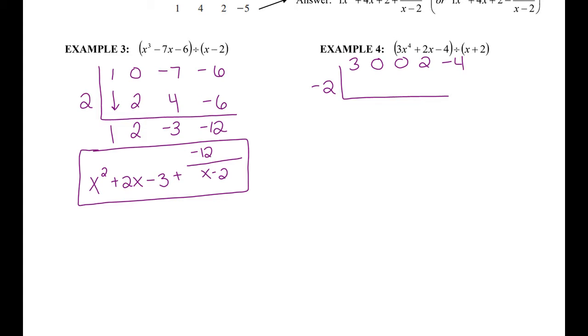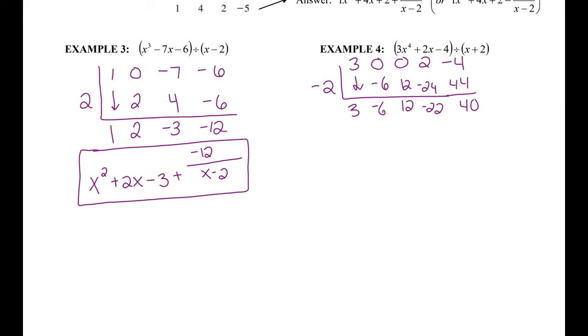I'm going to bring down the first number, multiply out front, add it together, multiply, add together, multiply, add together, and I'm going to continue this pattern till I get all the way to the end and get a remainder of 40.